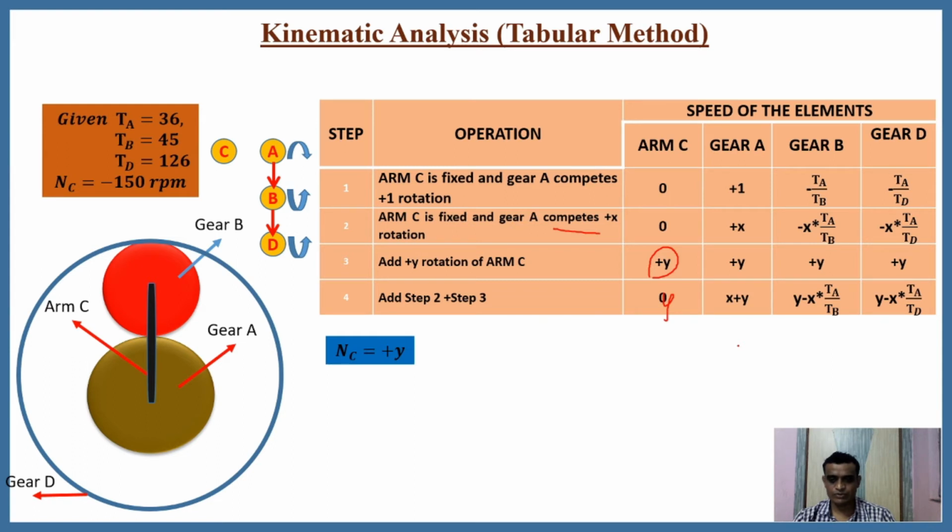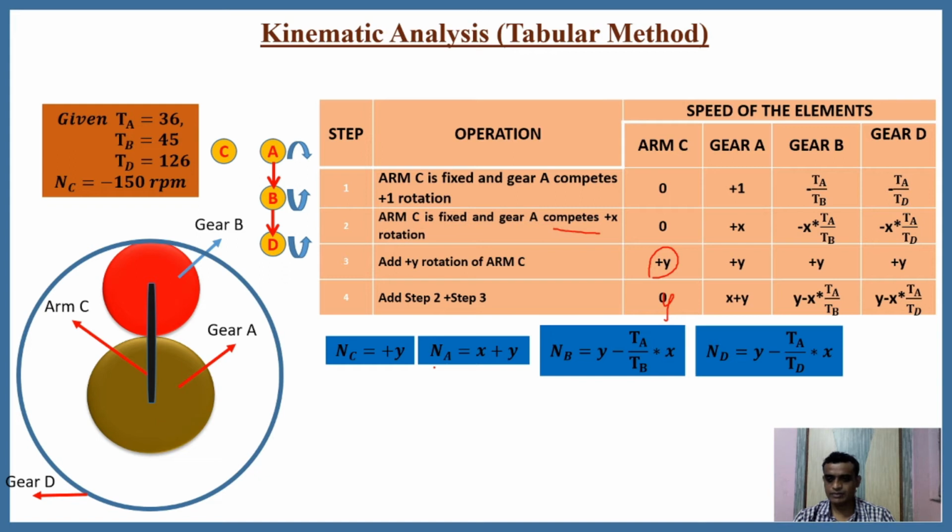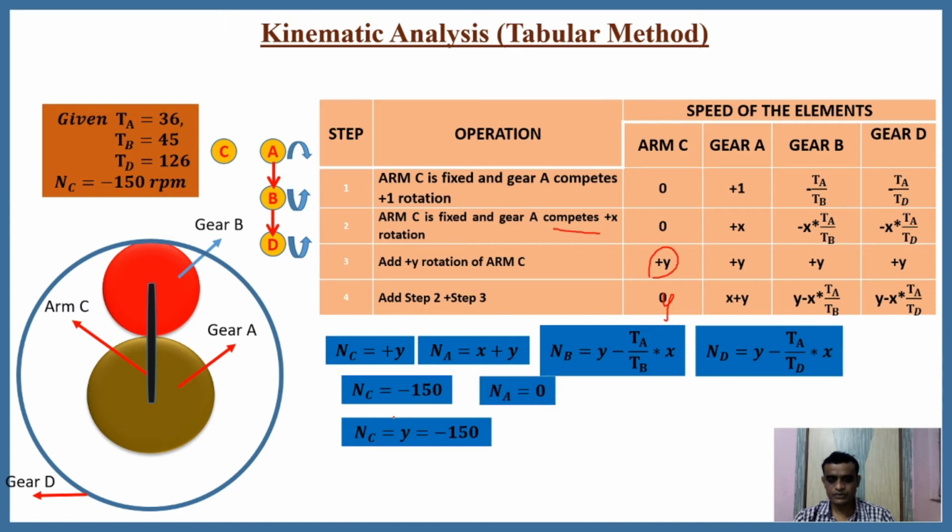NC is equal to y, but in this case NC is given. NC is equal to minus 150, that means y is equal to minus 150. Again, gear A is fixed. There is no rotation to this gear. That means NA is equal to 0, but its formula is x plus y. That means x plus y is equal to 0, x is equal to minus y, and y is equal to minus 150. That's why x is equal to 150.